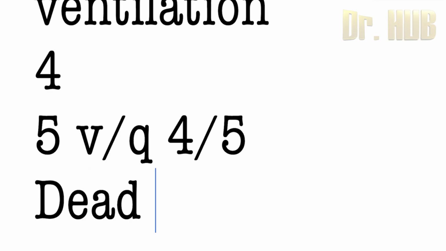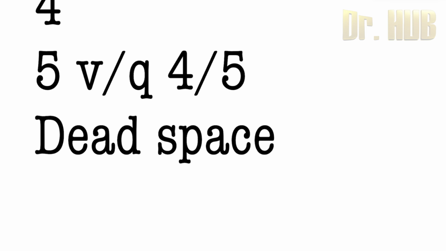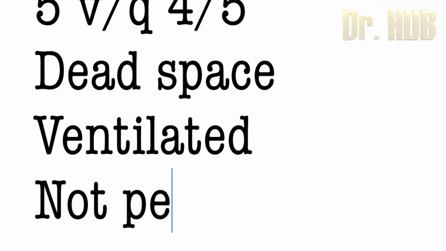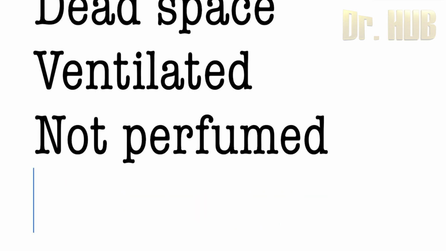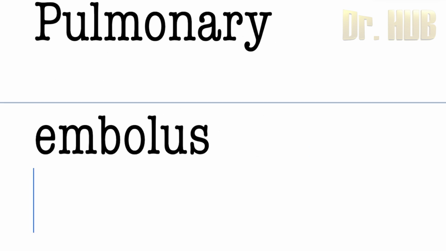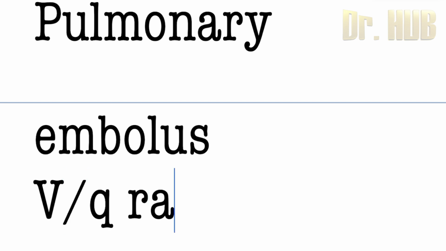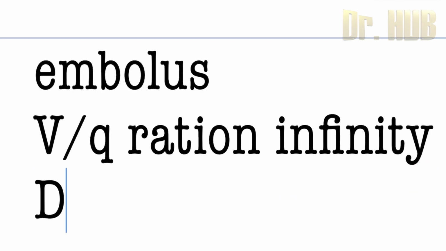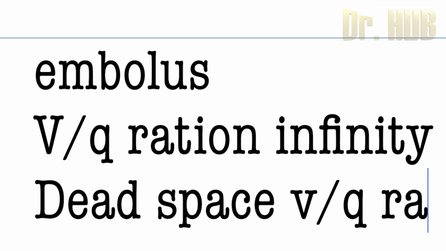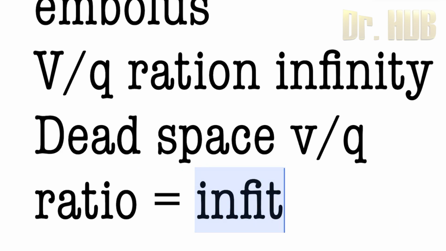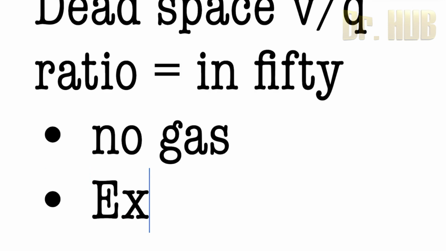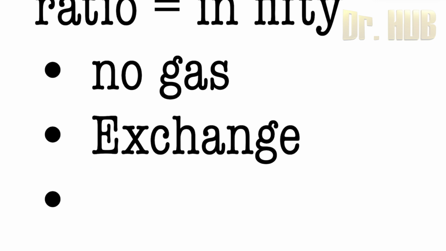In areas where there is dead space, the areas are ventilated but not perfused. An example is the pulmonary embolus. Here the V by Q ratio is infinity. When you look at the dead space, the V by Q ratio is equal to infinity and there is no gas exchange which takes place.